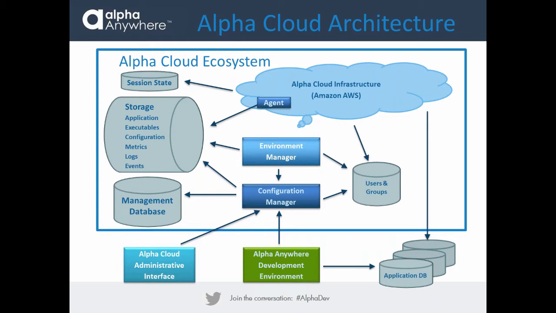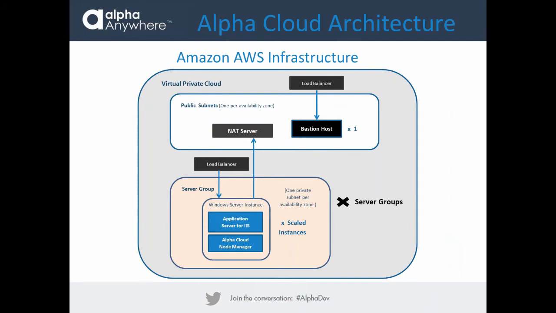The storage of your application has its own management database. Your users and groups, your security information is published to Alpha Cloud, and we will manage that for you in its own secure database. And we will keep track of the definitional changes that you make along the way. Amazon does its part, Microsoft IIS does its part, and Alpha Cloud is really about making that complexity very approachable.